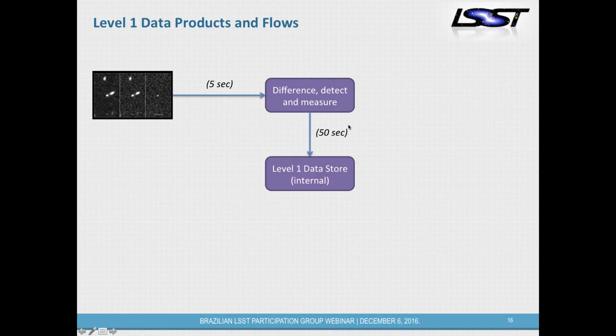Differencing, detection and measurement complete in about 50 seconds and are stored in an internal data store. And then we broadcast alerts within 60 seconds. So if you want to really do this follow-up, you will subscribe your VIA event client to the LSST data stream to receive the data in real time.